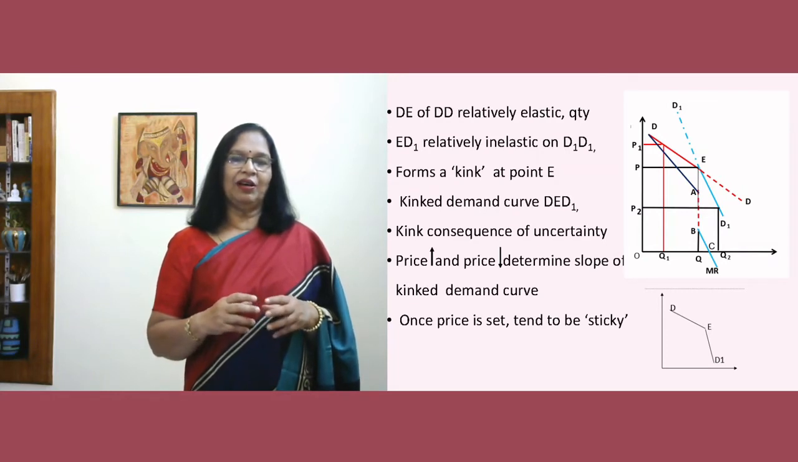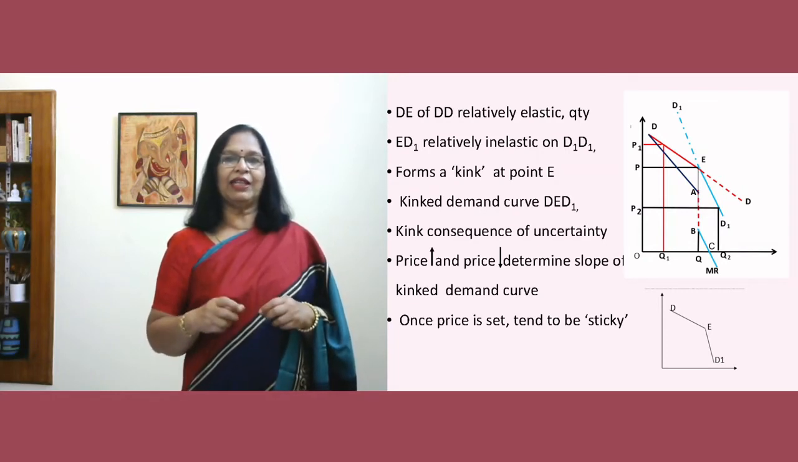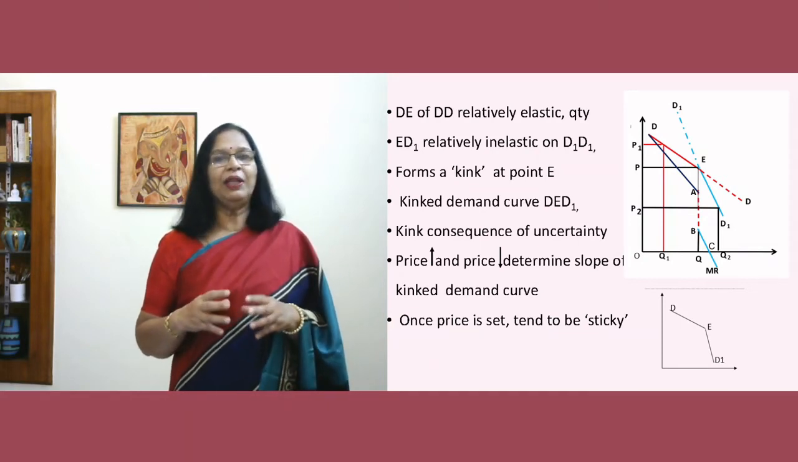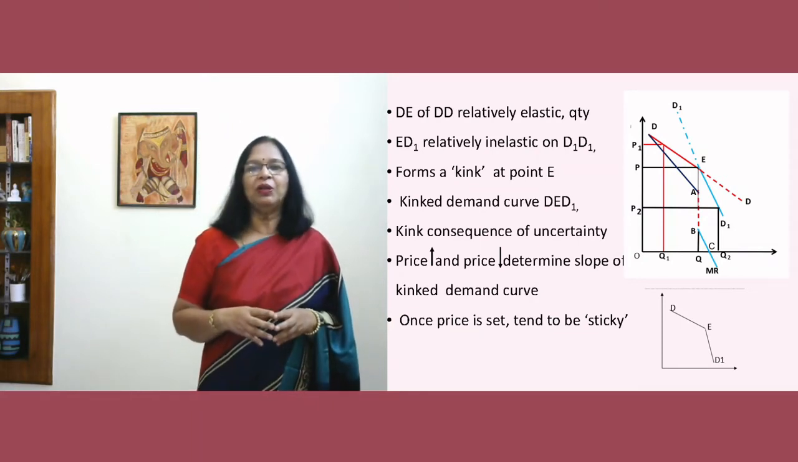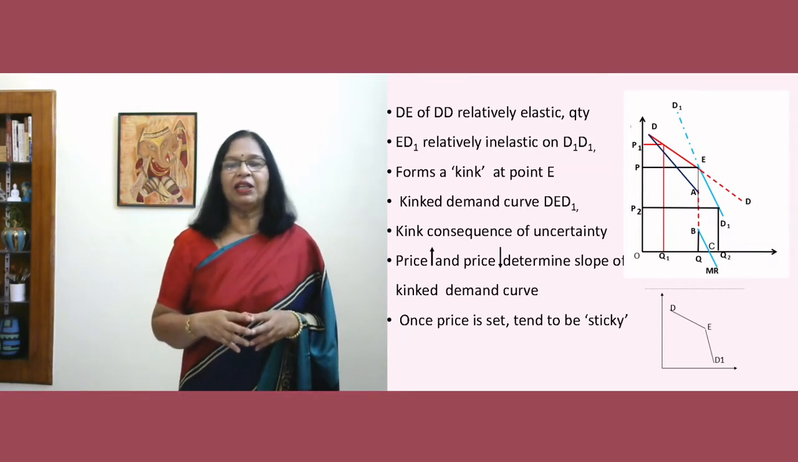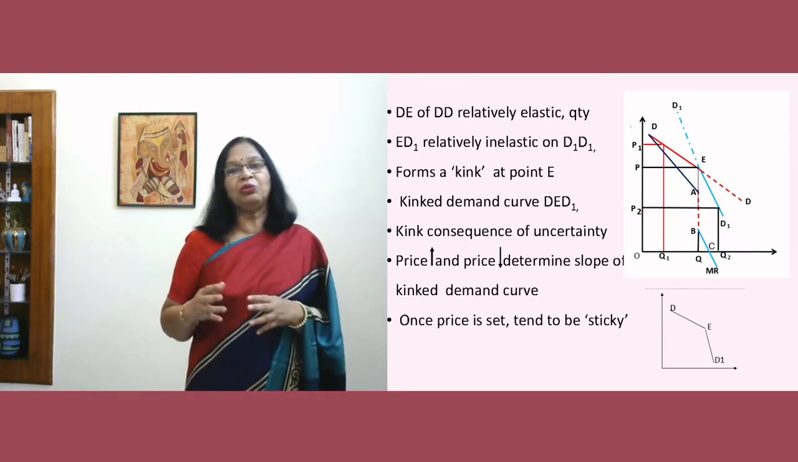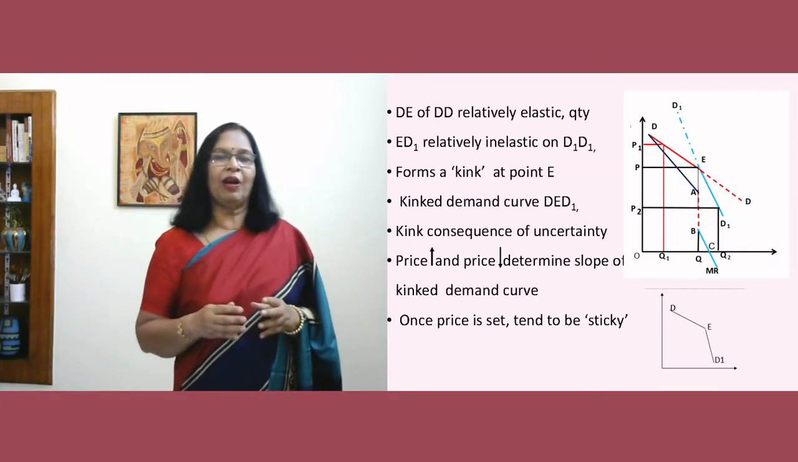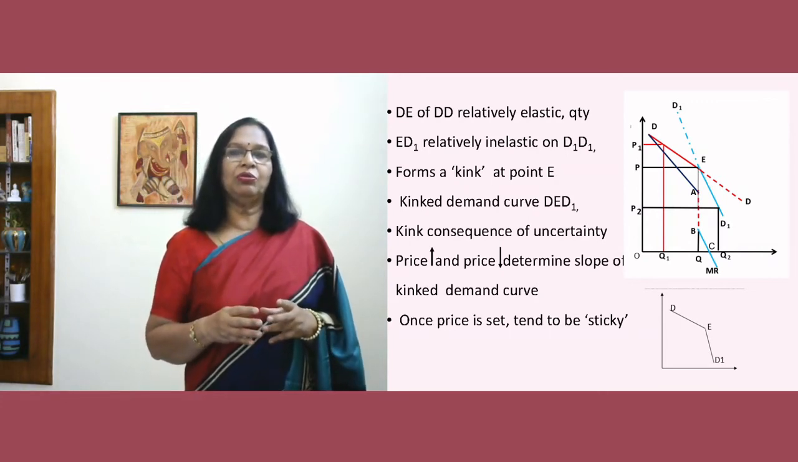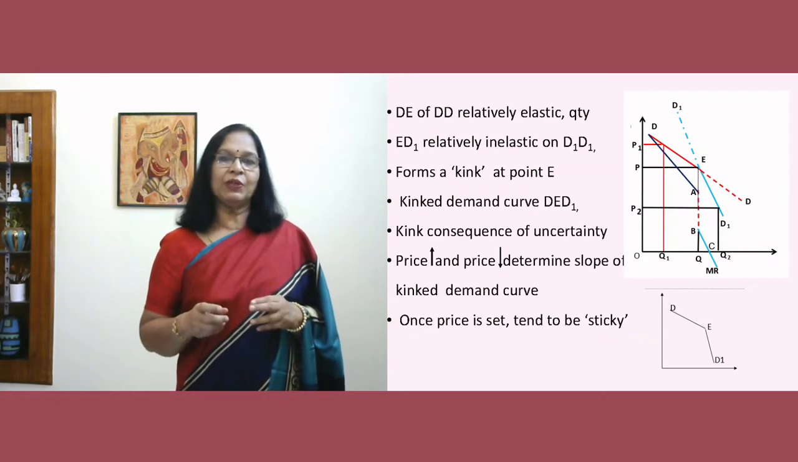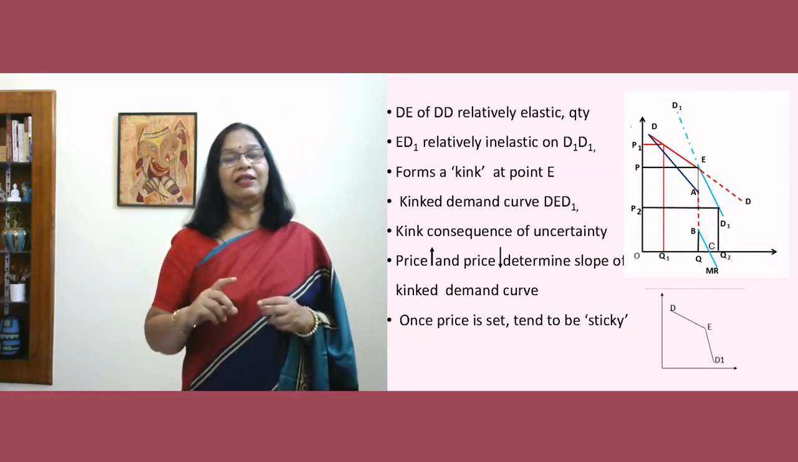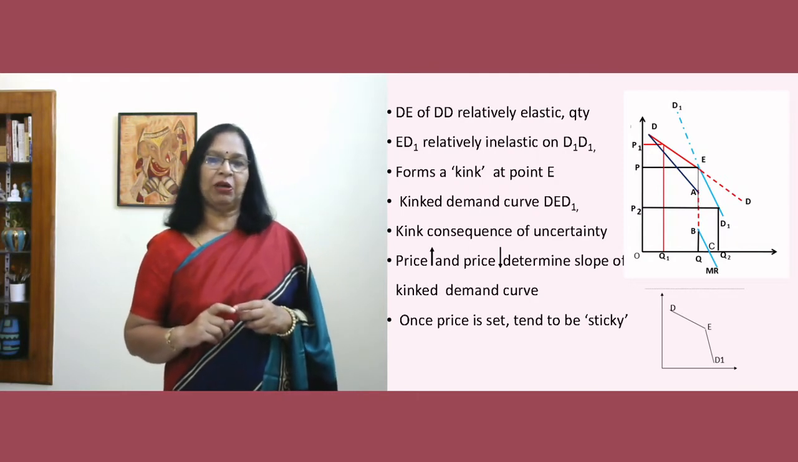So this blue demand curve takes the price OP2. When the price is at OP2, the quantity demanded in the market is OQ2. So the demand has increased from OQ to OQ2. But you see that the portion ED1 is the relatively less elastic segment of the demand curve.